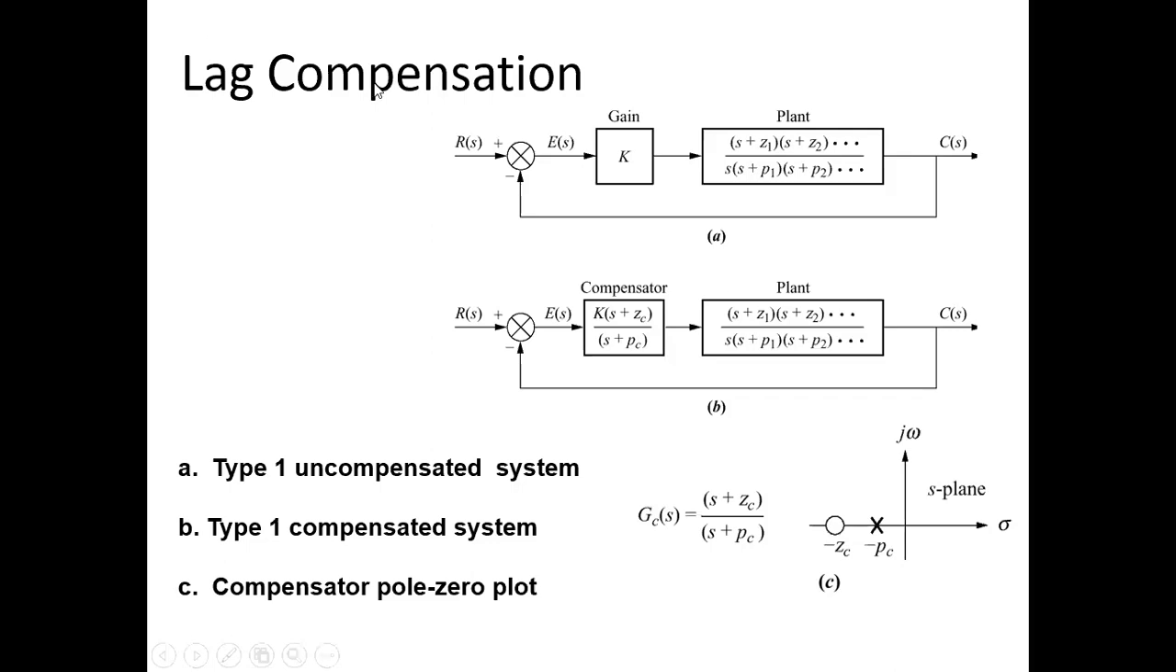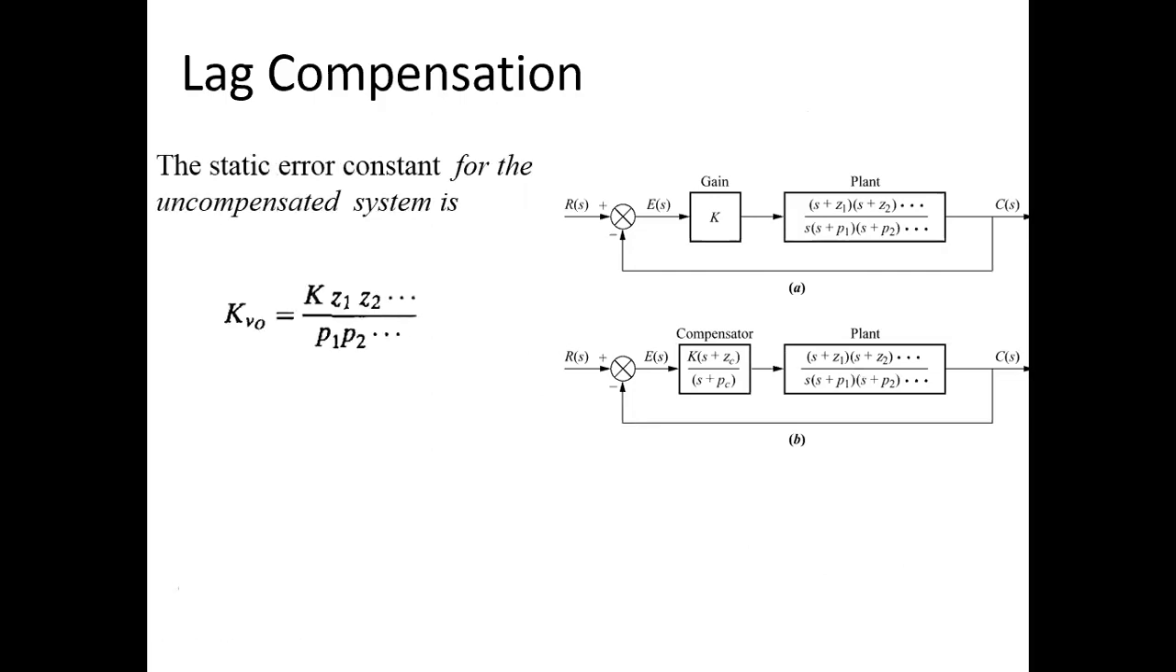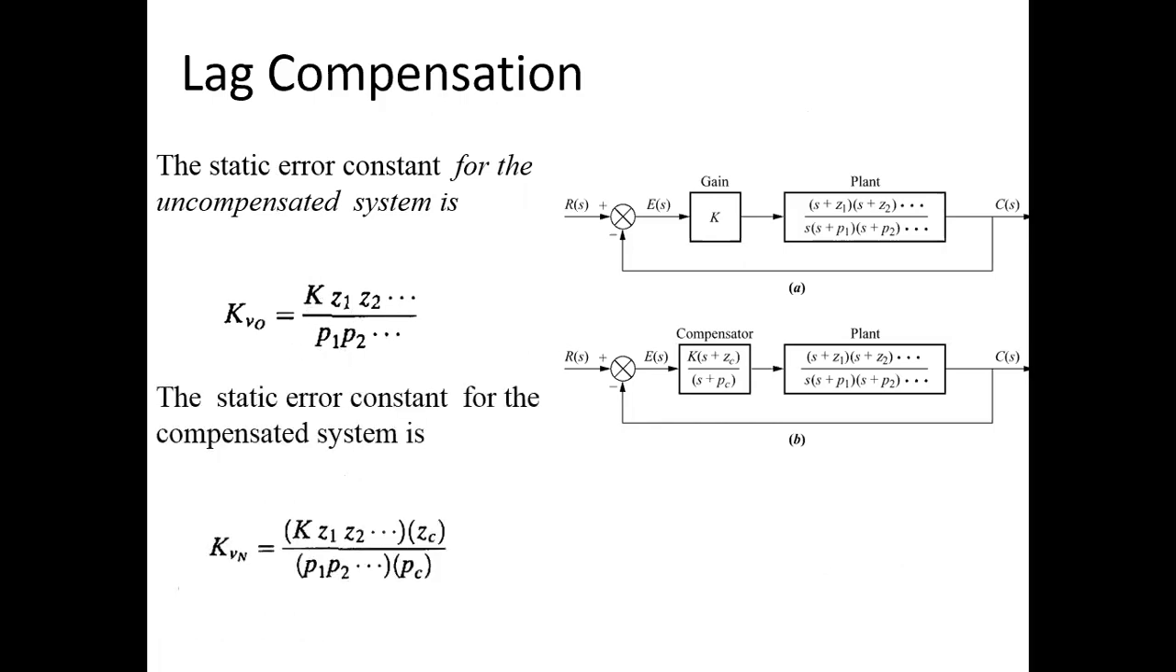A is the uncompensated system. In figure B, we have used a compensator. This is the pole zero plot of the compensator. We can see the static error constant for the uncompensated system, while for the compensated system, the static error constant will be increased. So overall, the steady state error will be reduced with lag compensation.